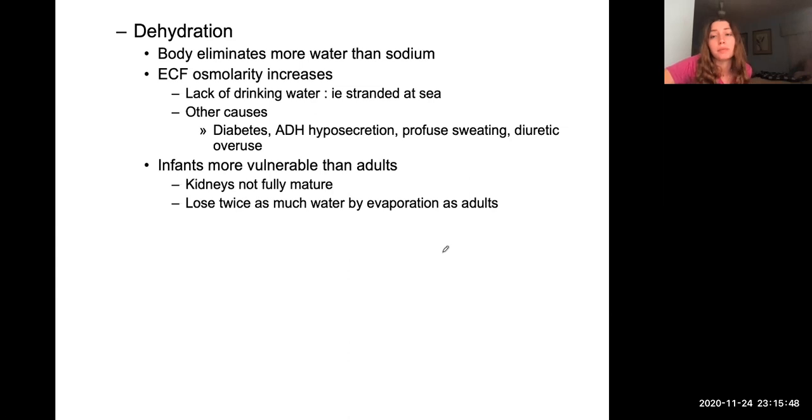But she is going to ask about dehydration. I most definitely think that she will. The body eliminates more water than sodium. The extracellular fluid osmolarity increases because there are more solutes than solvent, which is the water. Lack of drinking water, being stranded at sea, could be a cause. Also diabetes insipidus, ADH hyposecretion, profuse sweating, and diuretic overuse. Infants are more vulnerable than adults because the kidneys aren't fully mature, which means they lose more water than adults. That's why little kids pee so much.